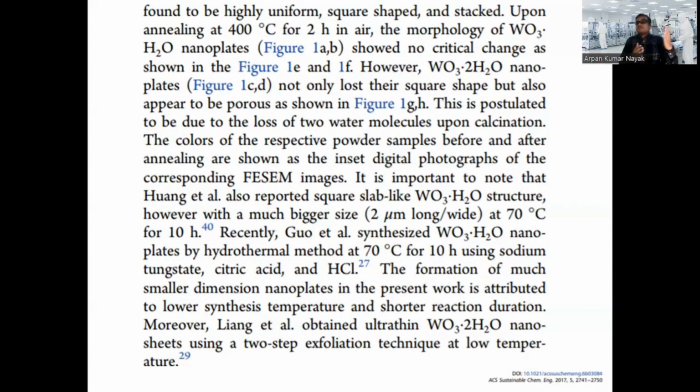As I mentioned earlier, they took 70 degrees centigrade for 10 hours, a longer time and a higher temperature. But we prepared it at a lower temperature, at room temperature, and we also used a shorter time. So that's why we probably got smaller size nanoplates.